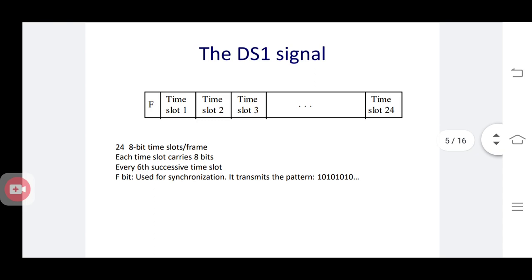And this is the structure of the DS1 signal, hierarchy 1 signal, which contains an F bit which is used for synchronization, and it transmits the pattern 10101010 and so on. It also contains 24 time slots, and each time slot is 1 byte or 8 bits. And for every 6th successive time slot there will be a gap.